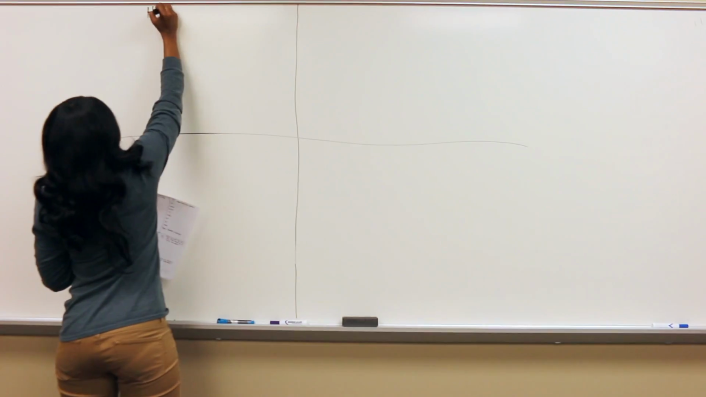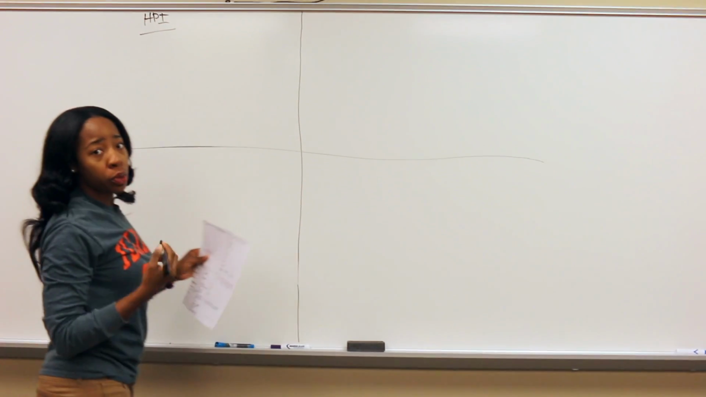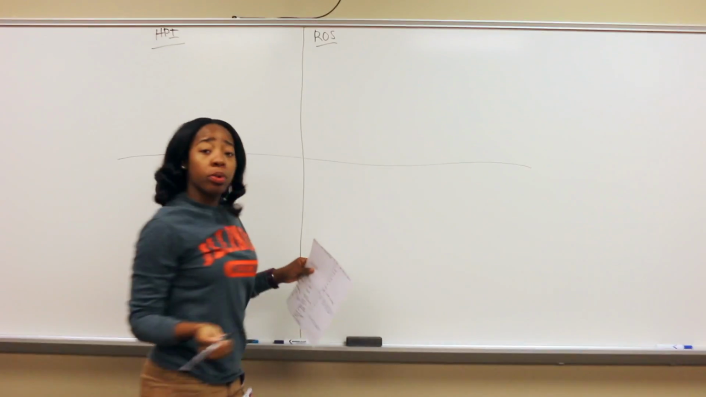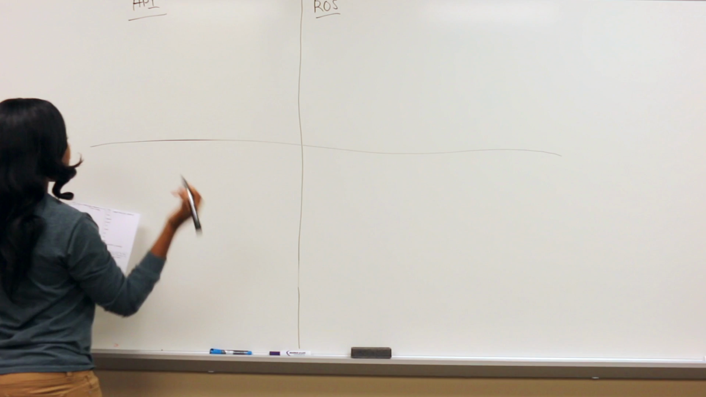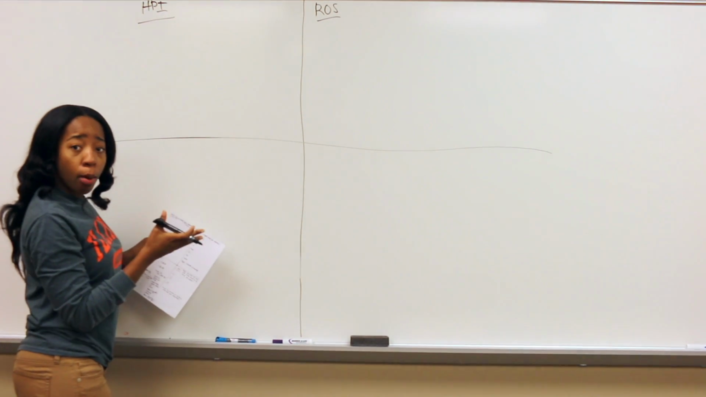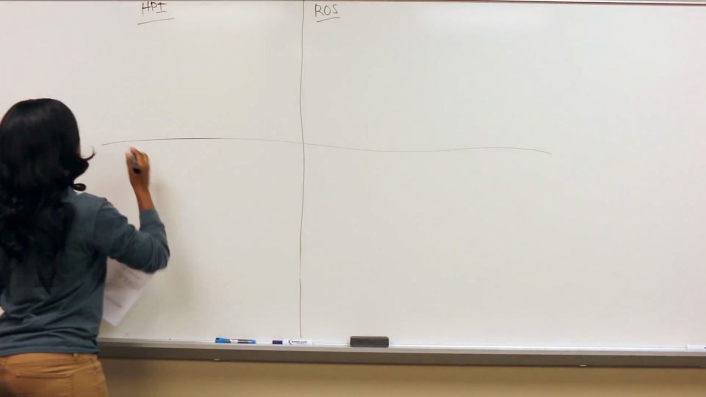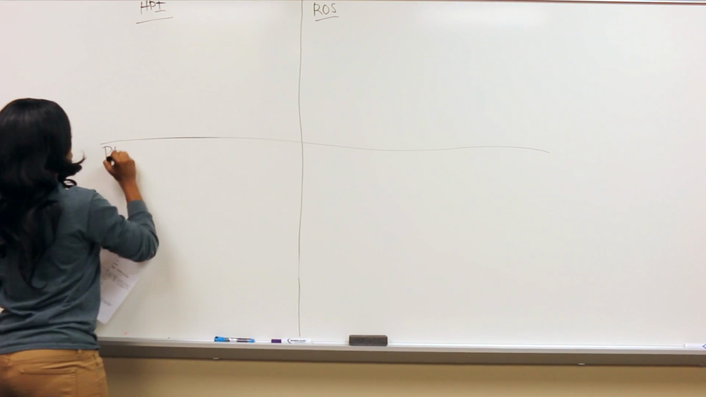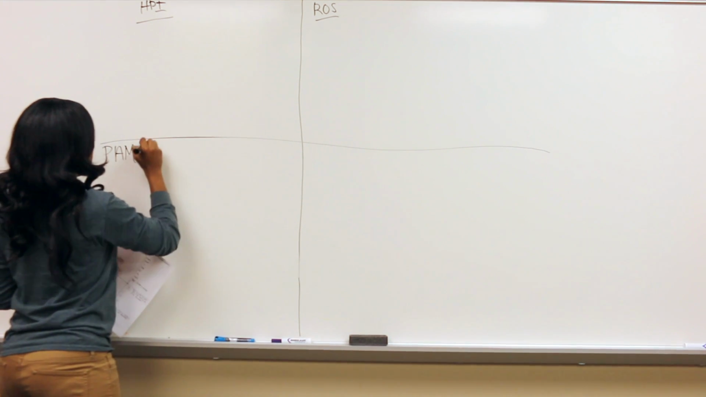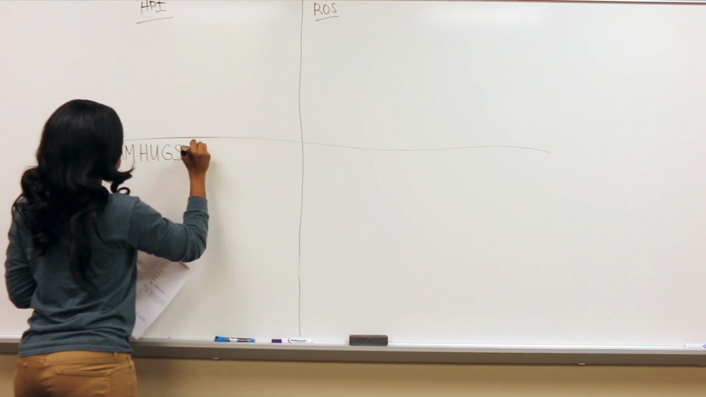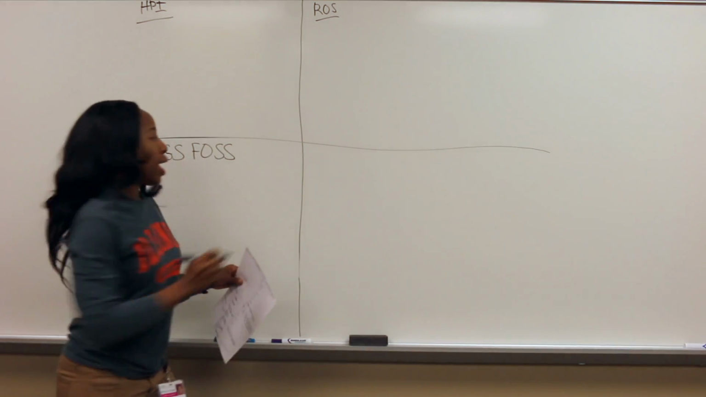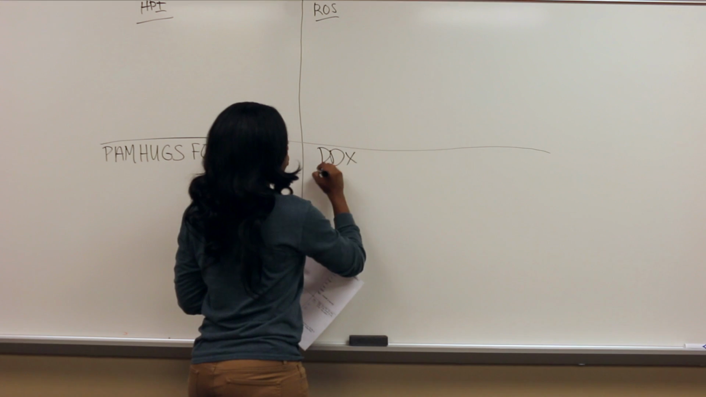The top right was HPI, or the history of the presenting illness. Over here, review of systems. Over here was a mnemonic that I used that was very helpful for the rest of the history, which we will call PAM HUGS FOSS. And then over here, I will put the differential diagnosis.